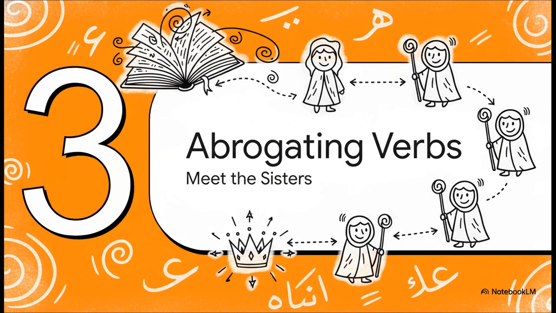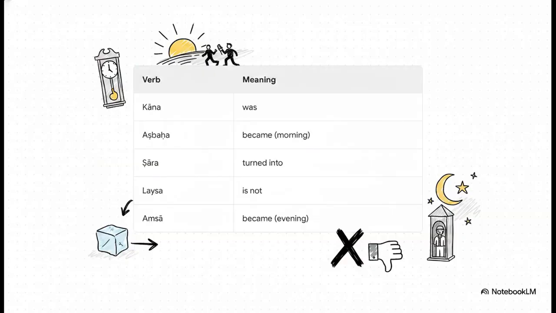Section 3, meet the abrogating verbs. So, here are the most common sisters, and while they all shift the grammar the exact same way, dropping that predicate into the accusative, each one injects a completely different meaning into your sentence.